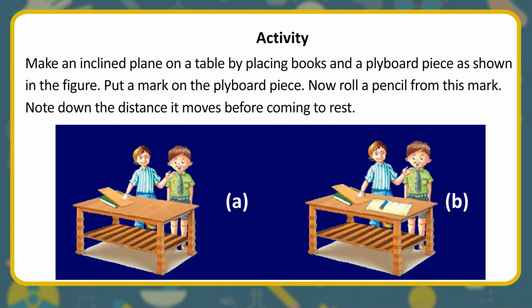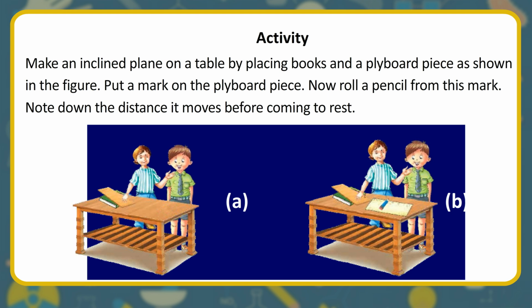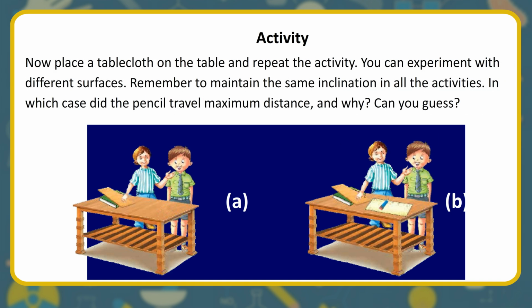Activity. Make an inclined plane on a table by placing books and a plyboard piece as shown in the figure. Put a mark on the plyboard piece. Now roll a pencil from this mark. Note down the distance it moves before coming to rest. Now place a tablecloth on the table and repeat the activity. You can experiment with different surfaces. Remember to maintain the same inclination in all the activities.